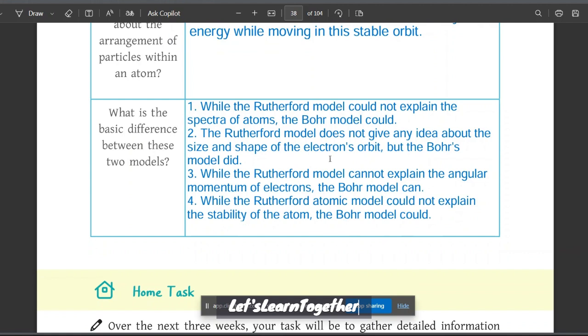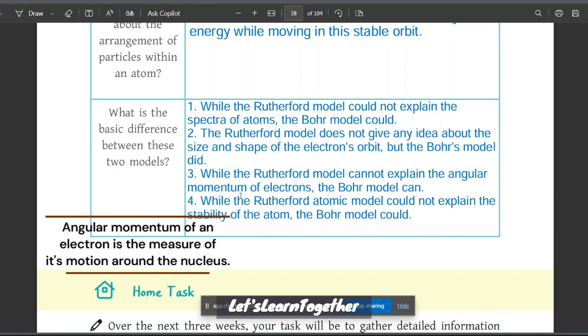Okay, then the Rutherford model does not give any idea about the size and shape of the electron's orbit, but the Bohr's model did. That means বোর্স মডেলে কিন্তু এই যে ইলেকট্রনের অরবিটগুলো, এনার্জি লেভেলসগুলো, সাবশেলসগুলো, সেটার স্ট্রাকচার সম্পর্কে এক্সাক্ট আইডিয়া দেয়া হয়েছে, যেটা রাদারফোর্ড মডেলে দেয়া হয়নি। While the Rutherford model cannot explain the angular momentum of electrons, the Bohr model can. Angular momentum could be a new term. Let's see what this means.